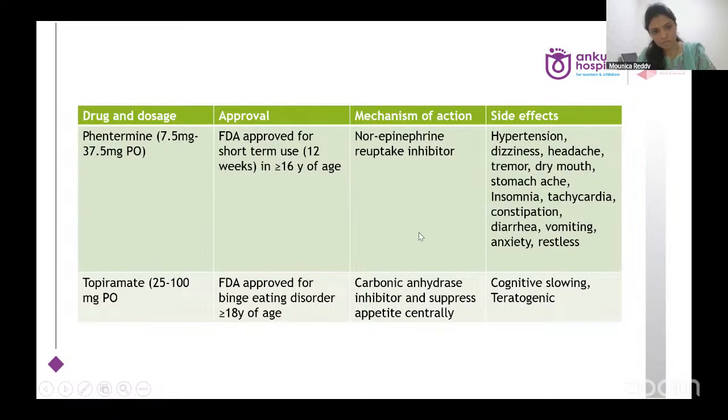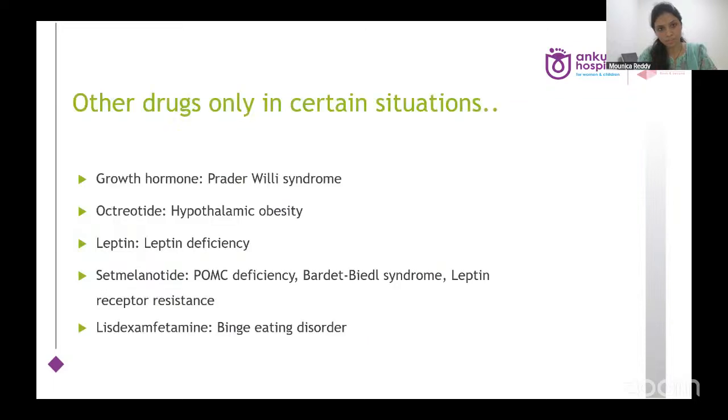So out of these medications, I think metformin, orlistat, and the GLP-1 analogs, I would say, are some of the commoner medications that are in use amongst pediatric endocrinologists, which along with good lifestyle changes have definitely brought about some good BMI reductions. And these are the other drugs which are used in certain situations.